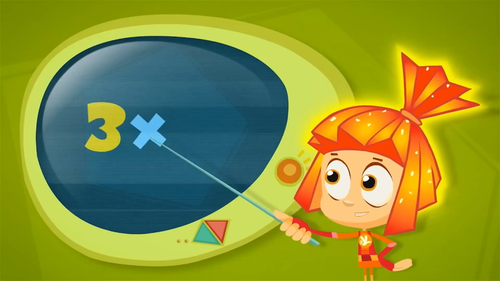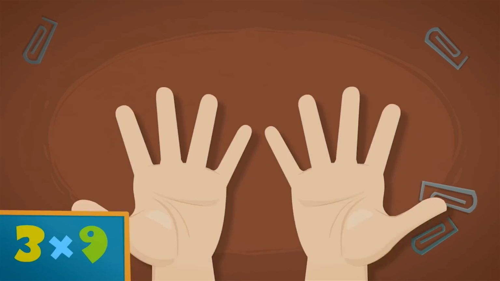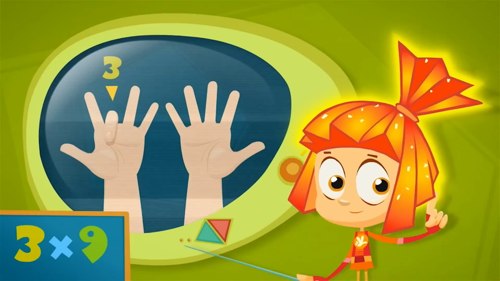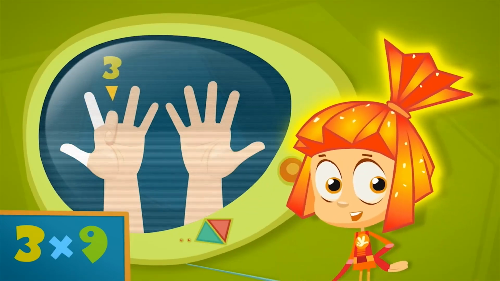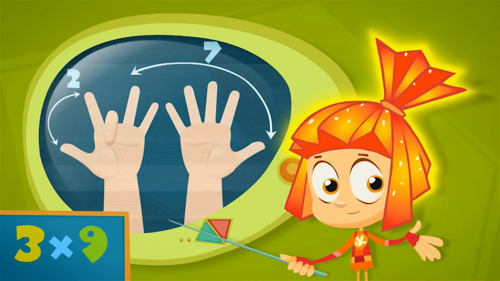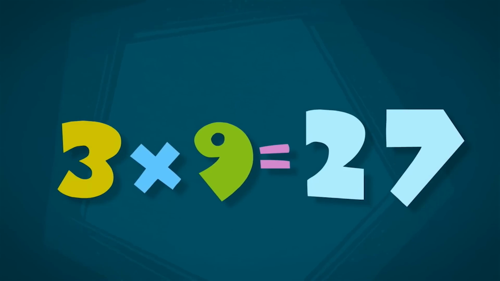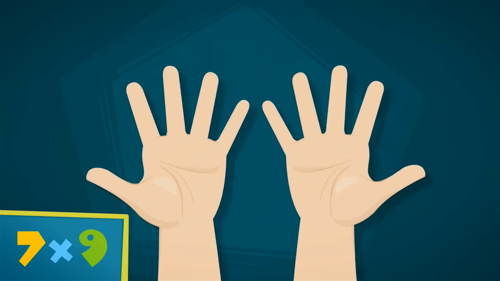Let's say you need to multiply the number 3 by 9. Put your hands face up in front of you. Now, find the third finger from the left and bend it down. So what do we see? There are 2 fingers to the left of the bent finger and 7 fingers to the right. 2 and 7 means that the answer is 27. You got it? Great! Let's do another problem.